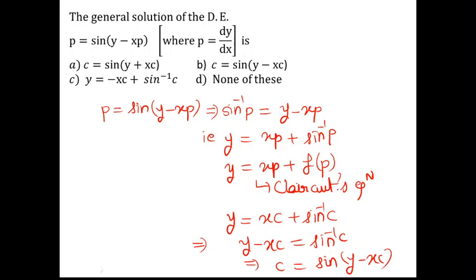Or you can see, once you identify Clairaut's equation, then in the given equation itself, you can replace p by c. So what you will find, c is equal to sine of y minus xc, which is nothing but option number B. So option B is the correct one.